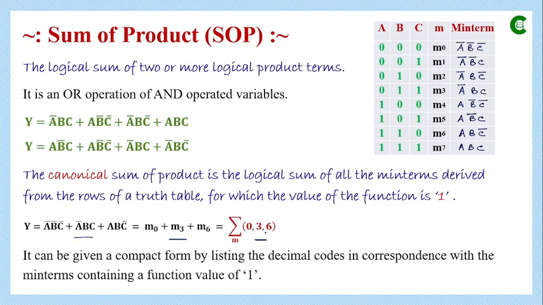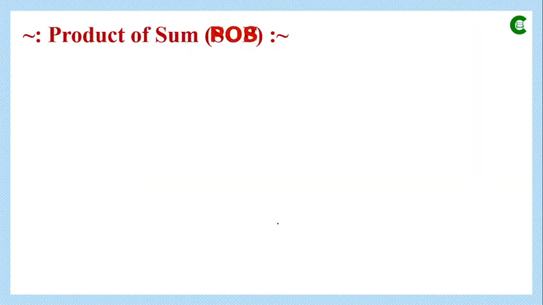So it's 0, 3, 6. So this is just a compact format, or another format to represent a canonical sum of product. Next we will learn product of sum.